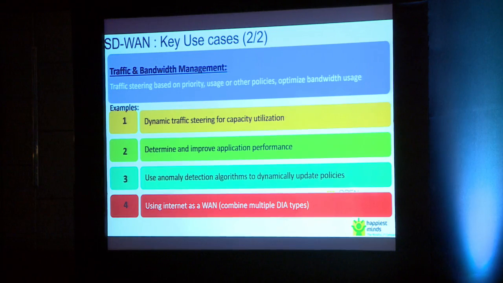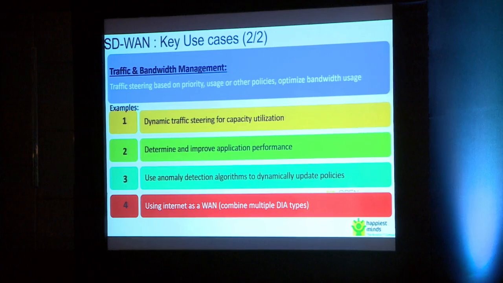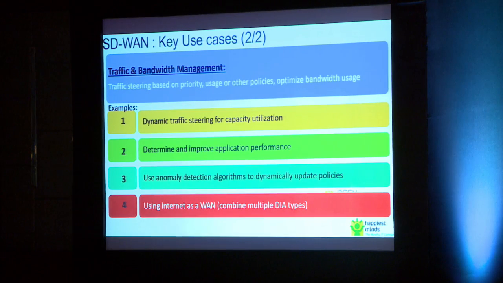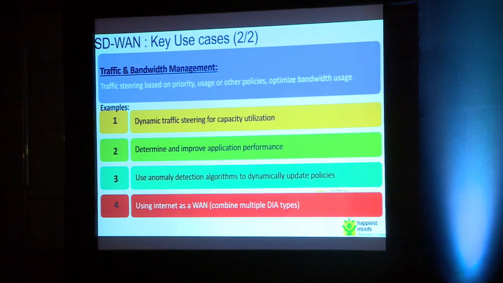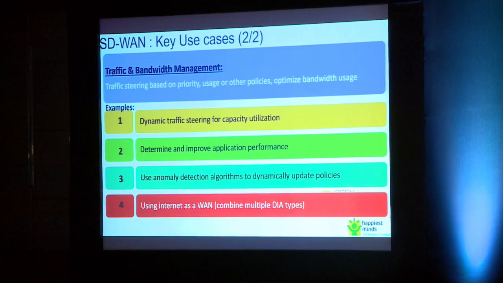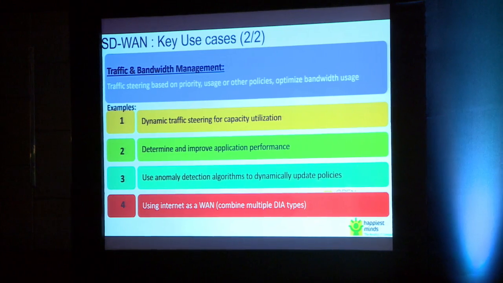One very important use case is the use of anomaly detection algorithms. The controller gives a lot of statistics, and those statistics can be fed to an anomaly detector. In our case study, we have a solution in Happiest Minds, which is an anomaly detector, and it can consume actual data sets and give you outliers. Based on these outliers, you can give feedback to the controller to update the policies that were configured earlier.